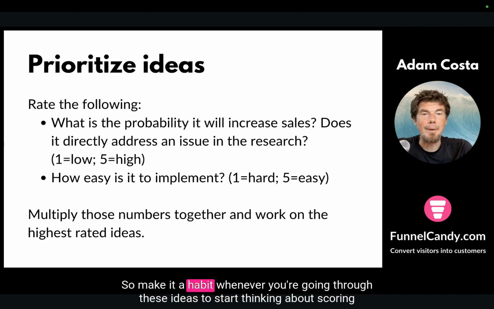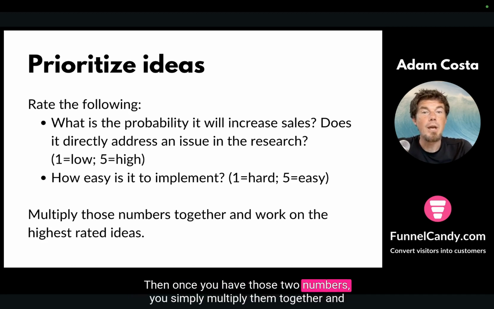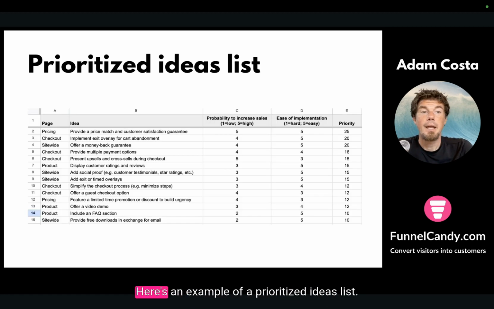So make it a habit whenever you're going through these ideas to start thinking about scoring them accordingly based on these two criteria. Then once you have those two numbers, you simply multiply them together and you can work on the highest rated ideas. Here's an example of a prioritized ideas list.